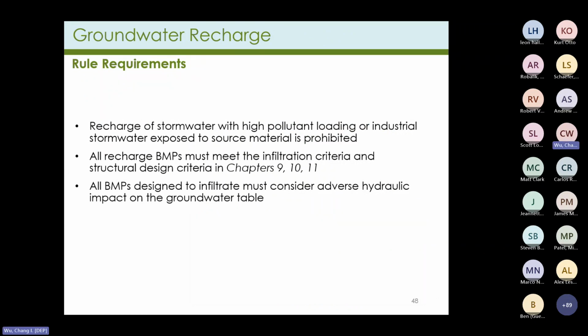Here we want to address some important requirements for groundwater recharge. The rule requires that stormwater with high pollutant loading, or industrial stormwater exposed to source material, is not allowed to be recharged. And for all recharge BMPs, other than calculating the deficit and meeting the deficit, the BMP itself still has to meet the BMP design criteria in chapters 9, 10, and 11. Also, all BMPs designed to infiltrate runoff must consider the adverse hydraulic impact on the groundwater table, which means the groundwater mounding analysis. We will address that in the next presentation.